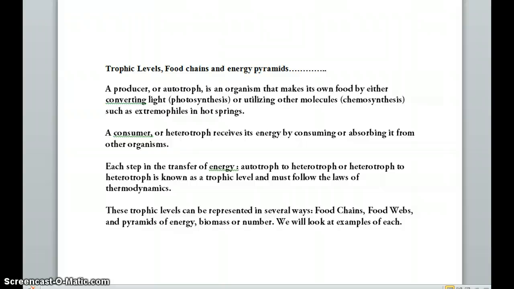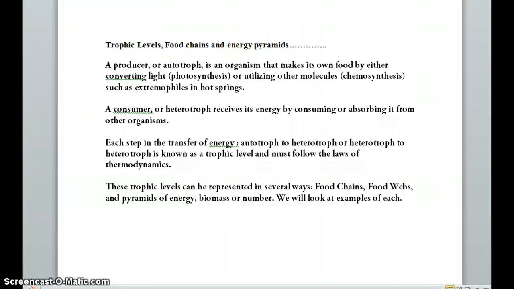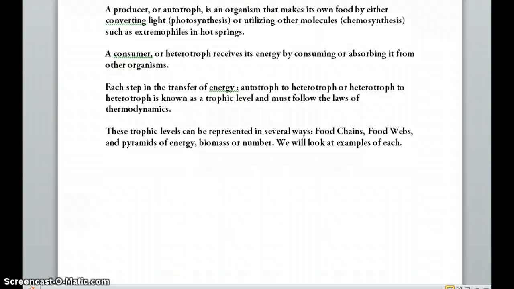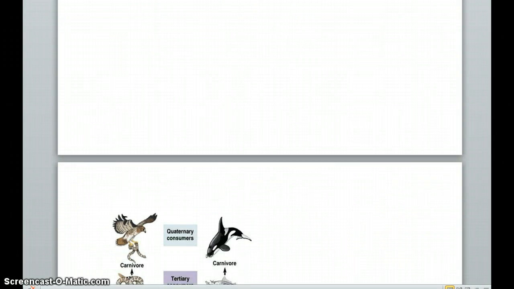And you need to know that a producer and autotroph, the two terms mean the same thing. A consumer or heterotroph receives its energy by consuming or absorbing it from other organisms. You have to know those two terms are pretty interchangeable. Each step in the transfer of energy, autotroph to heterotroph or heterotroph to heterotroph, is known as a trophic level, and it must follow the laws of thermodynamics. These trophic levels can be represented in several ways. As I said, food chains, food webs, or pyramids, and the pyramids can be a pyramid of energy, pyramid of biomass, or pyramid of number, and we're going to look at each of these.